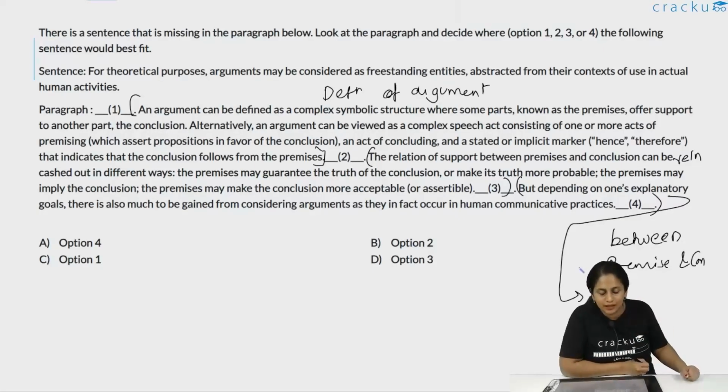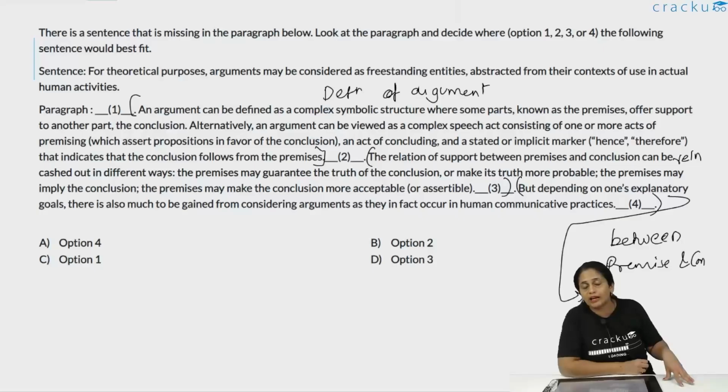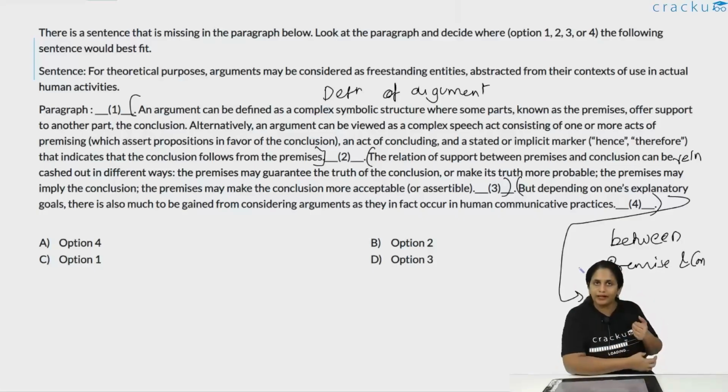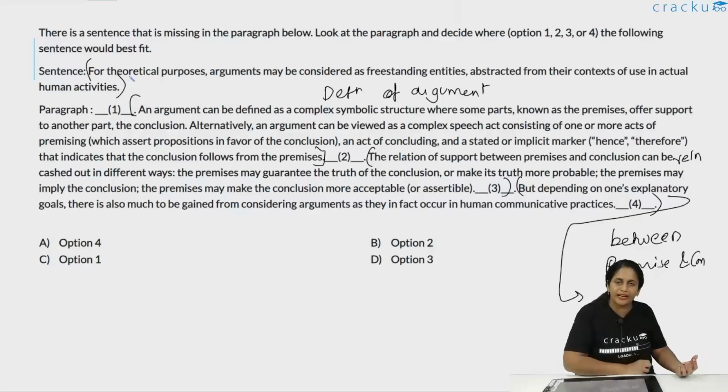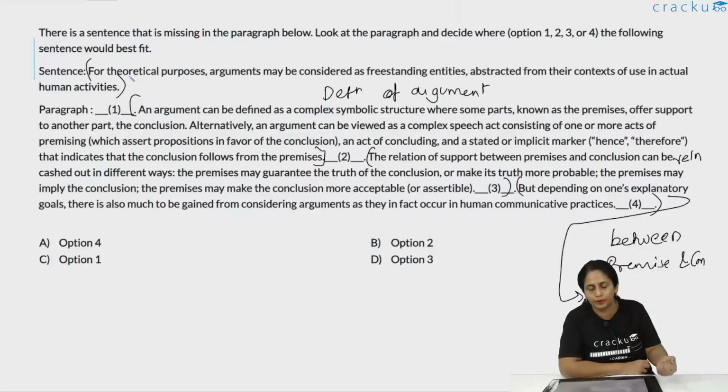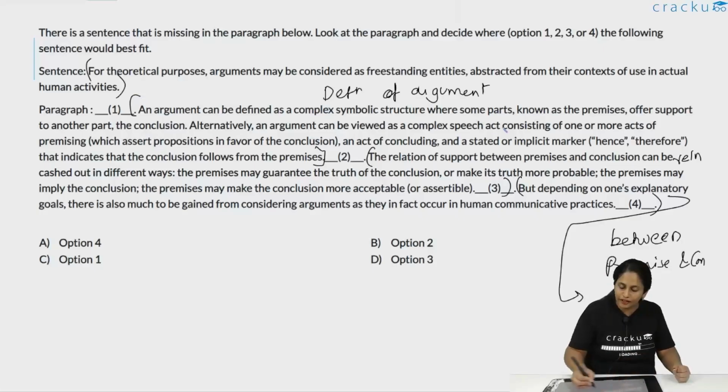See, the given sentence tells you that for theoretical purposes, arguments may be considered as freestanding entities abstracted from the context in use in actual human activities. So it is telling about where they can be used. You can consider them as freestanding. In theory, you can consider them as not having any context, but you should actually consider them in human context. So this is talking about a specific example where arguments should be considered, how they should be considered. So this should come after you give the definition of an argument. First you will define what is an argument, then you will tell that, given this definition, this is true about arguments. So definitely the definition should come first, which means that this sentence cannot fit in 1.